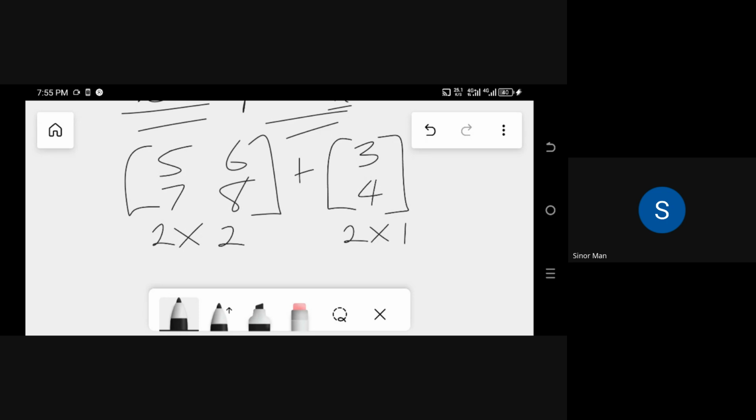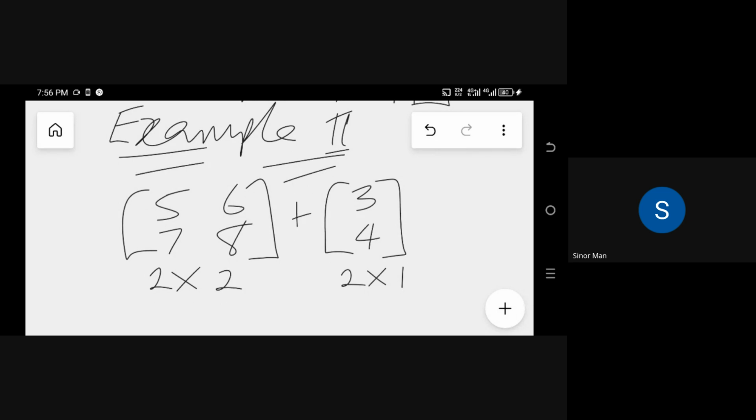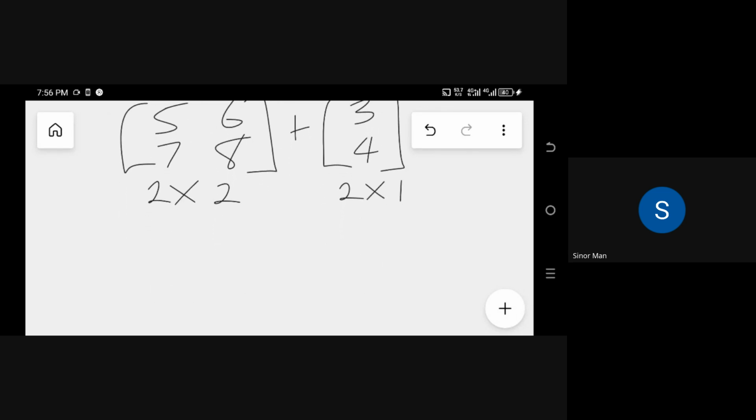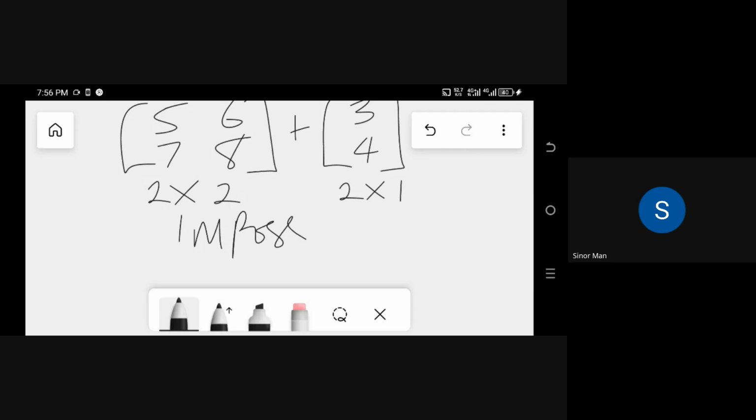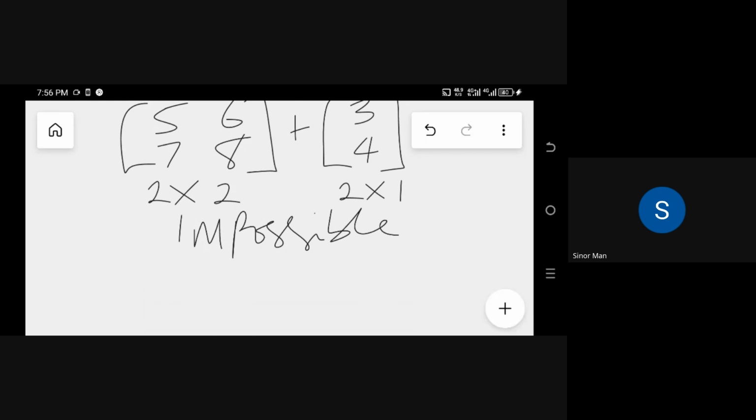So you can't add them up, because if you say 5 plus the 5 in the first matrix, say that 5 plus 3 in the second matrix, you have 8. What then do you add 6 to? The other element, 6. What then do you add it to? So you see that the two matrices are not of the same order. So in a case like this, it is impossible for you to add this. You say impossible because the matrices are not of the same order. So you cannot add them together.